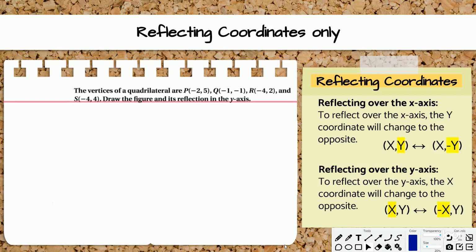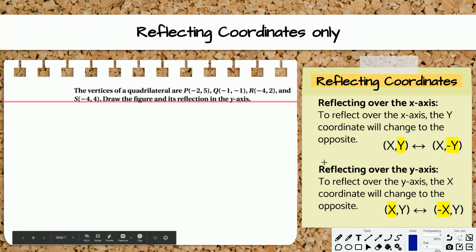So the vertices of a quadrilateral are P, Q, R, and S, and it gives us the coordinates. We need to draw the figure and its reflection on the y-axis. So we're reflecting over the y-axis, which means I want to use this one here, which means my x numbers are going to be changing.